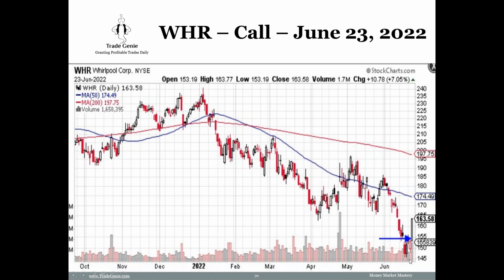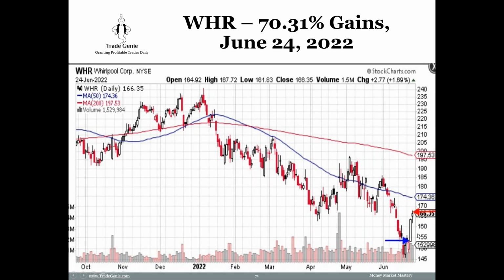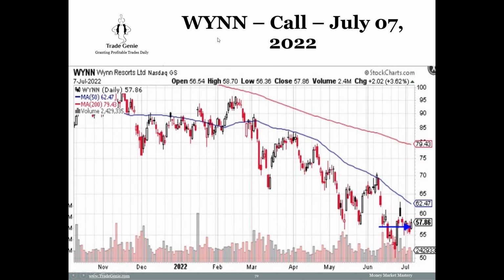What are the chances of WHR to go down and to go up? It should go up to this level. If not, it breaks this, okay, I'm out. But it's telling me big volume, big white bar, breaking the resistance. Somewhere it will come to this 50-day moving average, I will sell. So I sold early. I did not wait for the 50-day. 70% gain. Win.